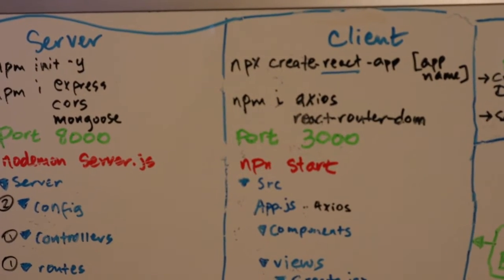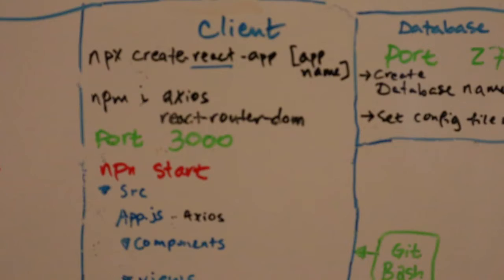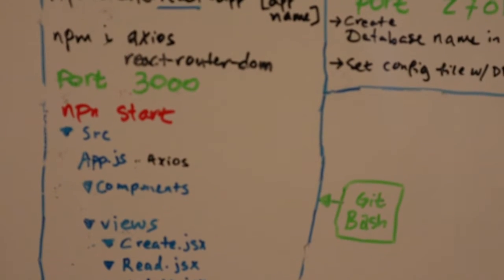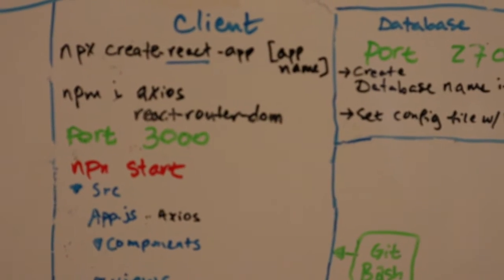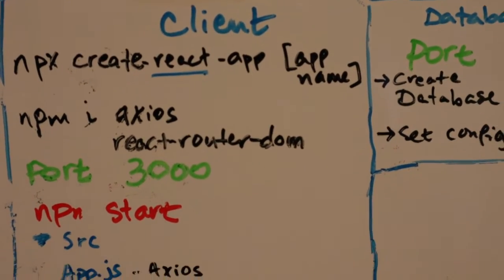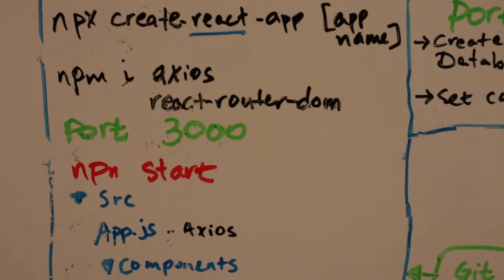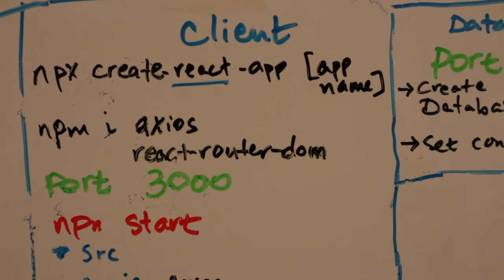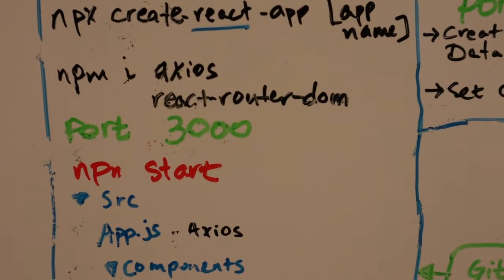and then get out of that folder into your React app folder, parent folder, and then do a git bash in the parent folder, and then do npx create-react-app, and then you would call it React app or whatever app name you want to call it. And then after that, do an npm i, or you can write down the whole thing, npm install Axios and React Router DOM.